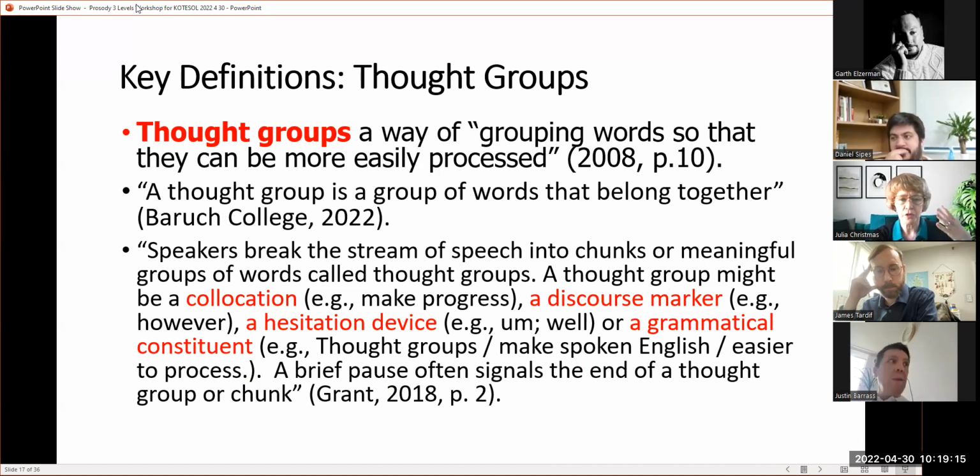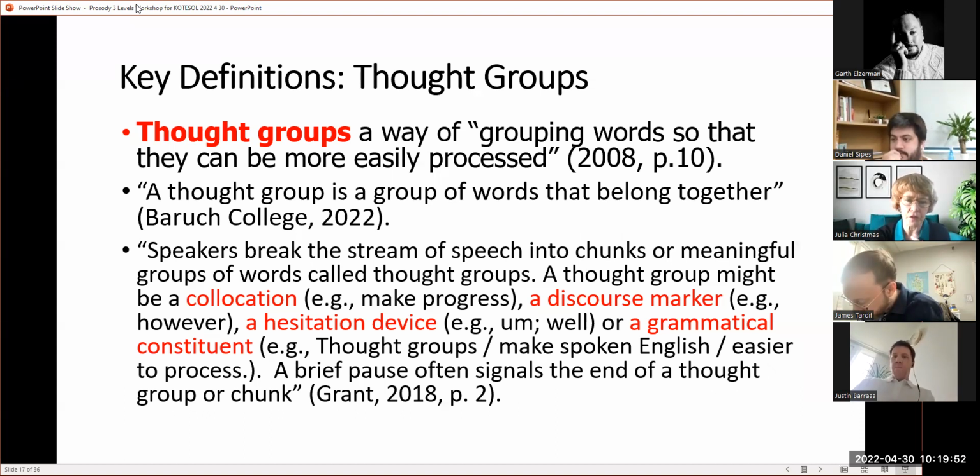Thought groups. So I teach stress and de-stress first, and then I go to thought groups. Because I really believe that students need the concept of stress and de-stress before they can do thought groups. So if you teach your students there is one stressed word in every thought group, okay, then what is a thought group? It's a way of grouping words so that they can be more easily processed. I really like, they're words that belong together. And it's like the students can argue with each other. They don't belong together, that's separate.